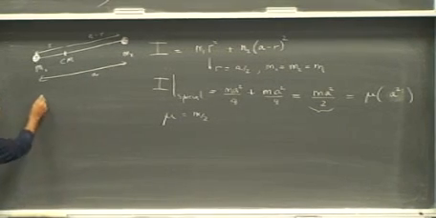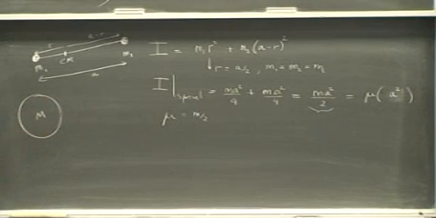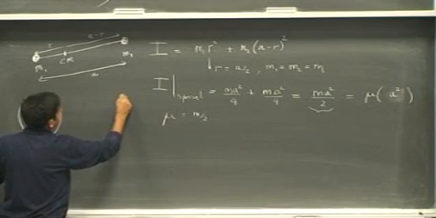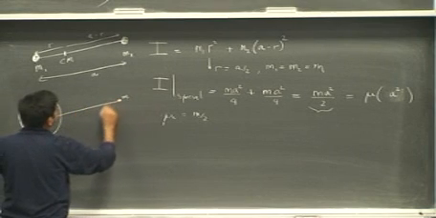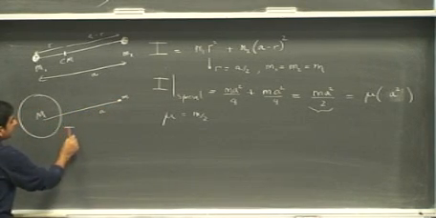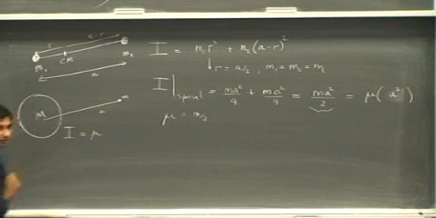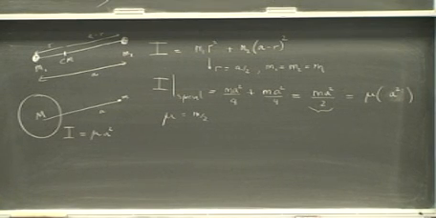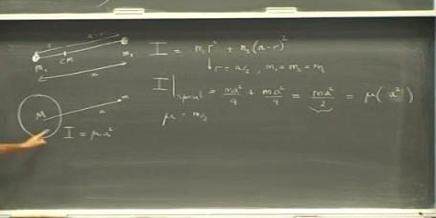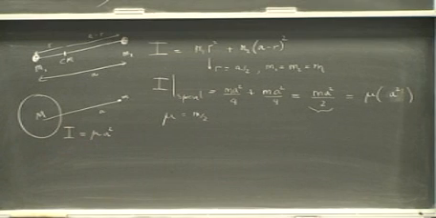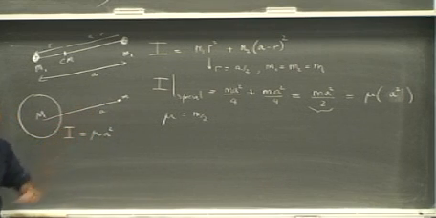Alright. So if I have a heavy nucleus, capital M, and a very light electron, small m, and the separation between these is A, I can write the moment of inertia as some effective mass of the electron times A squared. Okay. Now, please find out what mu is for this system. This is a heavy nucleus and a very light electron. A is the distance between the nucleus and the electron.